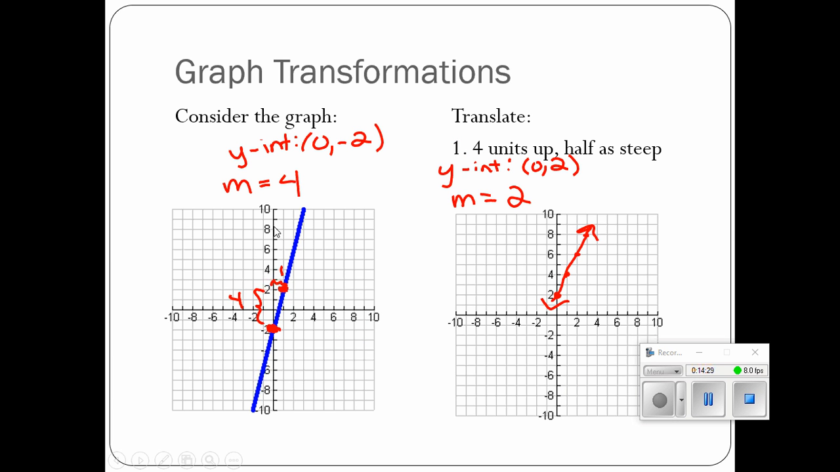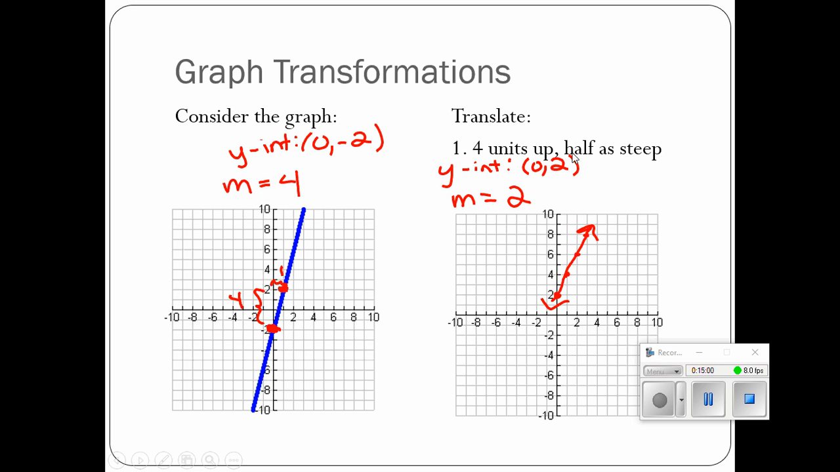This one we're going to look at 4 units up, half as steep. We're going to change that. This is the original equation. So from the y-intercept is 0, negative 2. Please write that. And we're going to go 4 units up. So when we do up and down, we go on the y-intercept. So from here, you go 1, 2, 3, 4. So I want you to put a dot on 2 because if we went up 4 from negative 2, we went up 4. So start here.